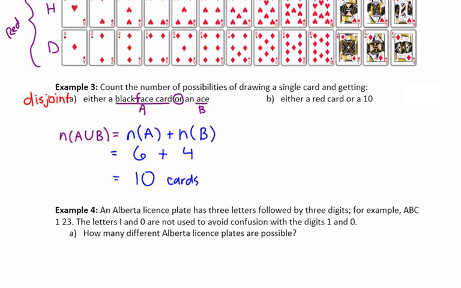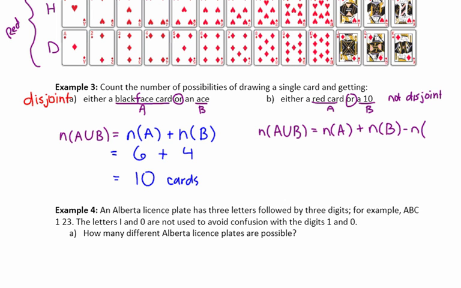Okay, so either a red card or a 10. Now, are these mutually exclusive? Are they disjoint? Nope. So not disjoint. Notice we're using or. So the number in A or B equals the number of red cards plus the number of 10s minus the number of red 10s, A and B, the intersection, number of red 10s.